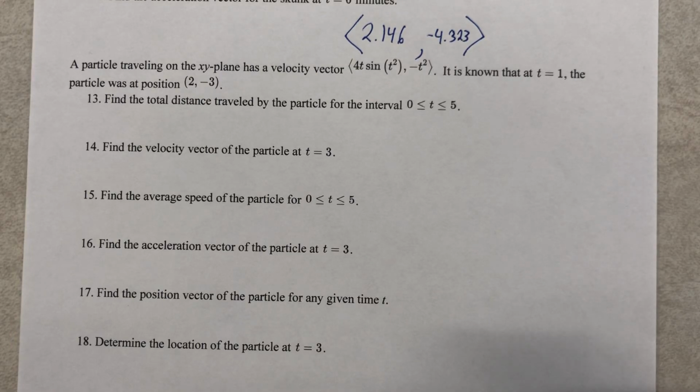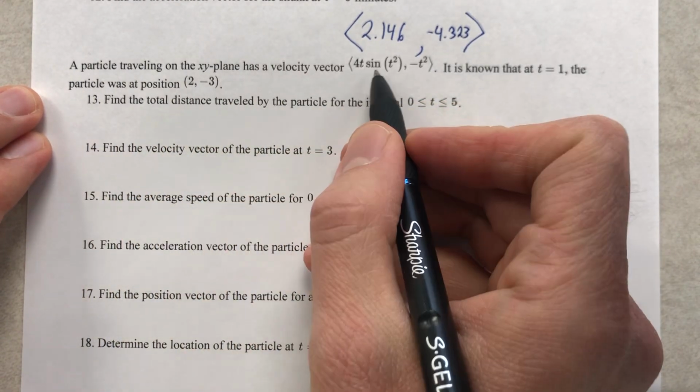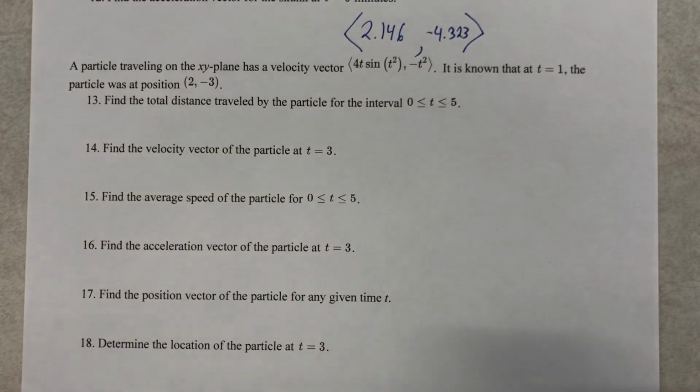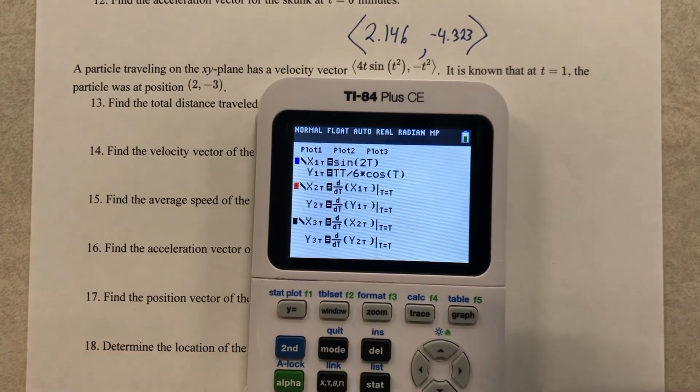All right, here we go. Last set of problems in these notes. Let's move on. A particle, traveling on the xy plane, has a velocity vector. It is known that at t equals 1, the particle was at that position. Let's start with, well, we already have the first derivative and second derivative programmed in our calculator. Don't even have to find them at this point.